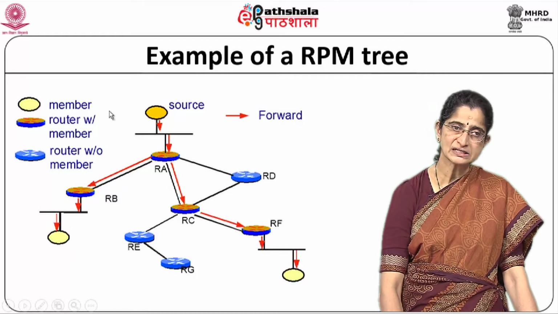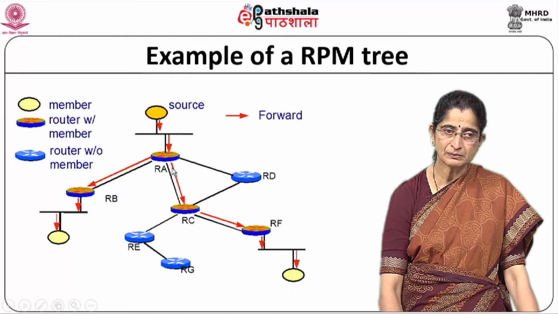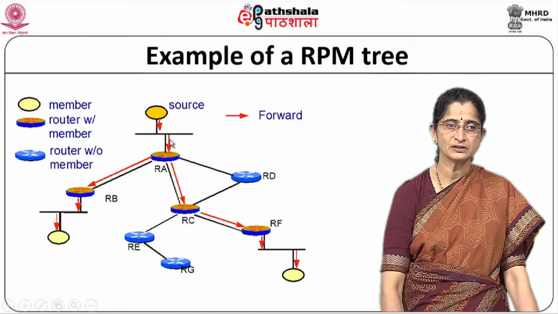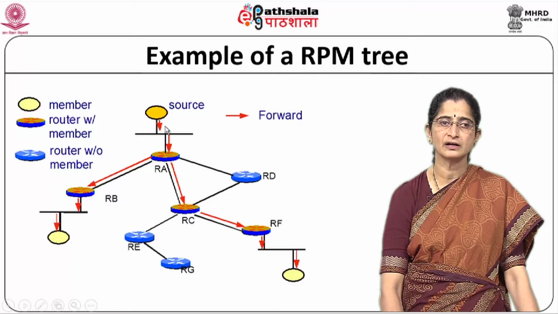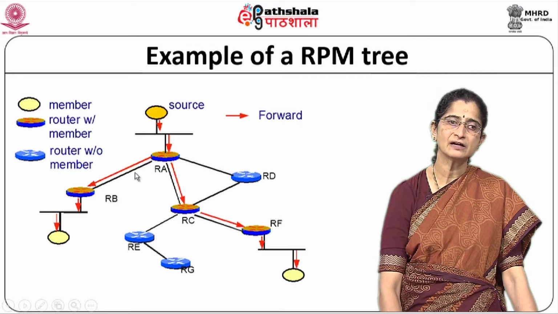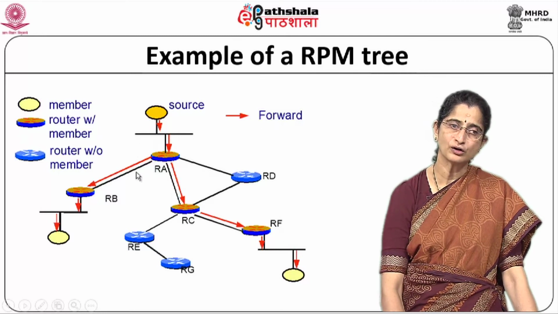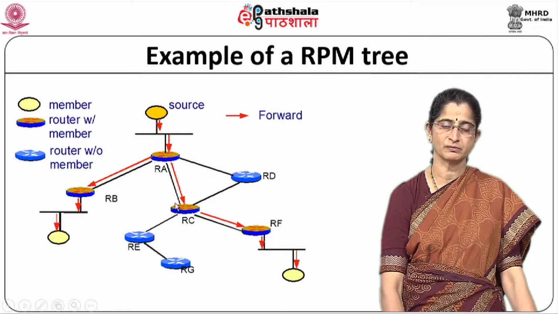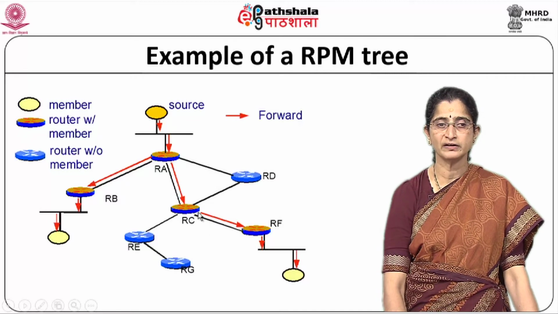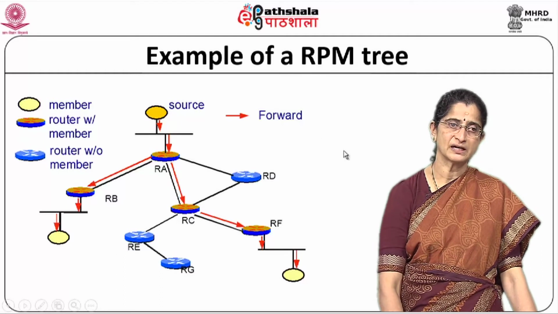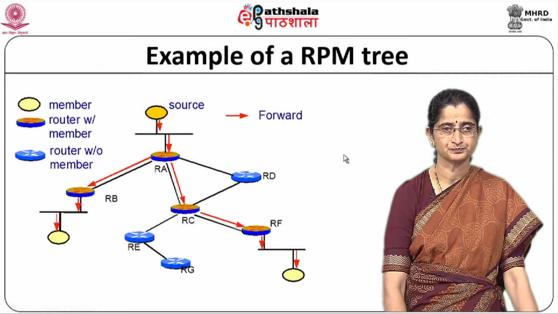Once this tree is constructed, the tables at RA, RC and RF are set so that when a packet is received for this particular multicast group address, it will be forwarded on these interfaces. At RA, when it is received, it will be forwarded on these 2 interfaces. RC will forward it on 1 interface and so on. So, this is basically how the reverse path multicast tree is constructed.